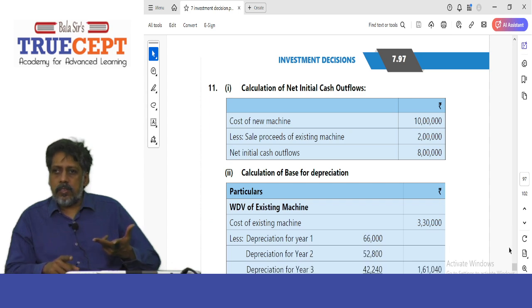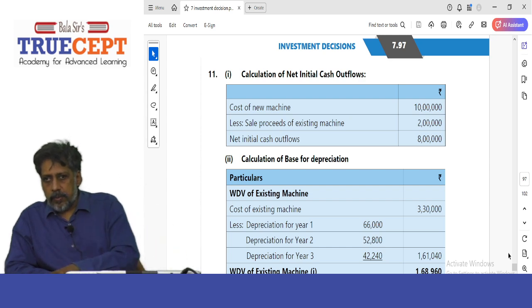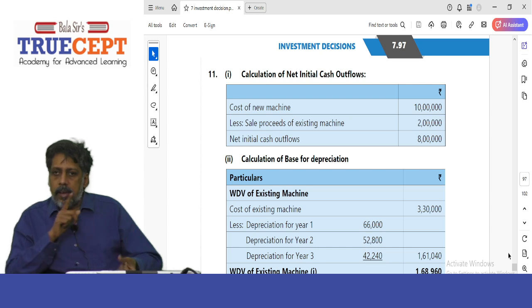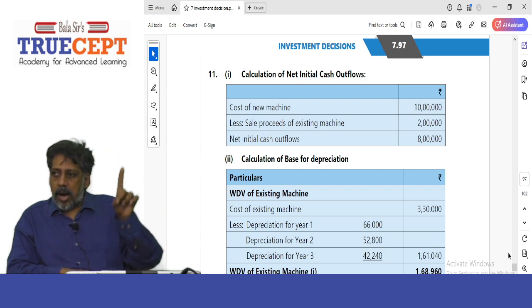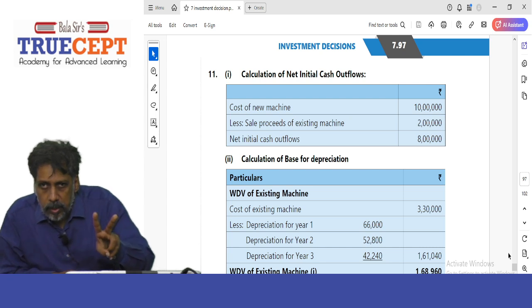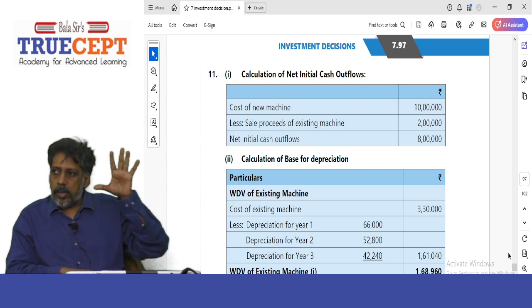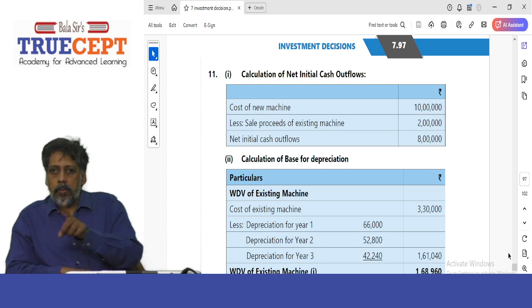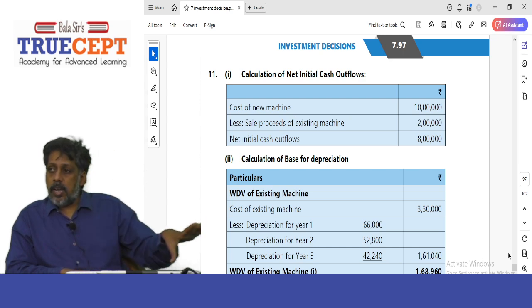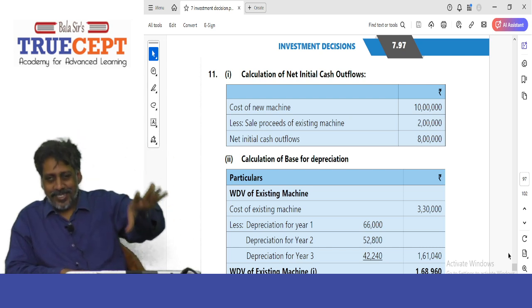The first working is relating to initial outlay. So it's given that the new machine will cost your company rupees 10 lakh. It's also given the old machine that you have already used 3 years has a market value of rupees 2 lakh. Now 2 lakh is a cash inflow. So you want to buy a new machine for rupees 10 lakh cash outflow, and 2 lakh is the amount you get from selling the old machine. That's a cash inflow. So what is the net outflow? It is 8 lakh rupees.